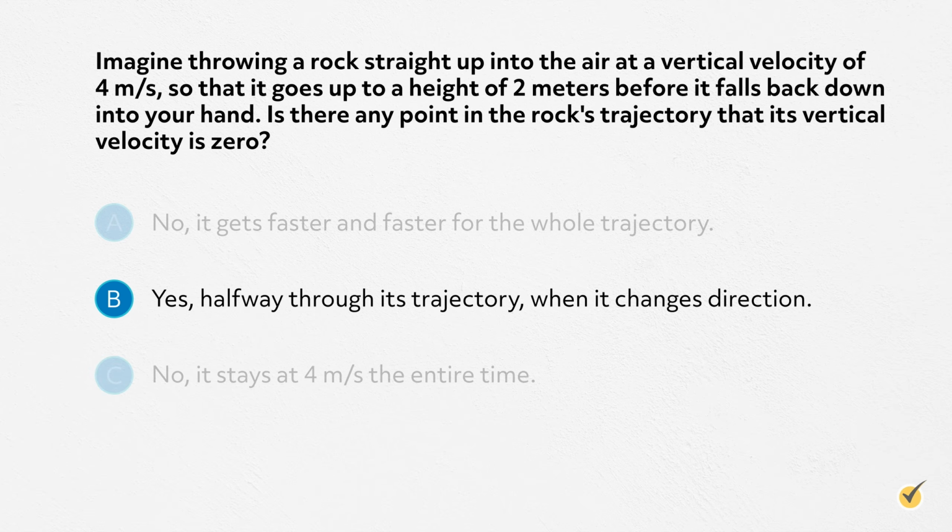The correct answer is B. The rock's velocity decreases from 4 meters per second to 0 meters per second when it reaches the height of 2 meters. Then it increases in speed again on the way down, but in the opposite direction.